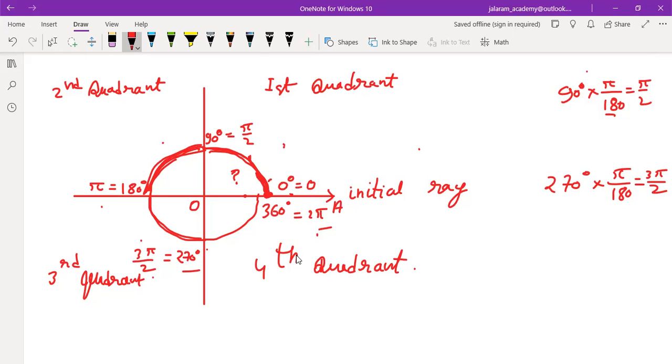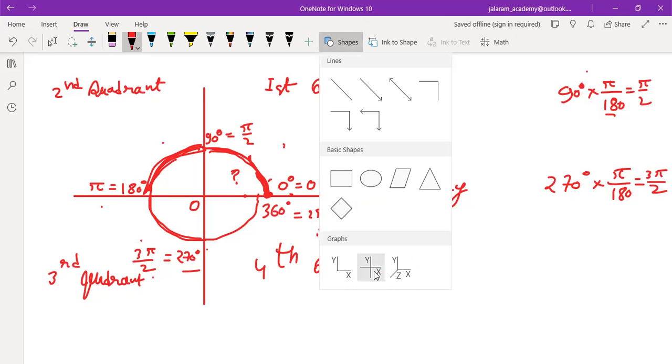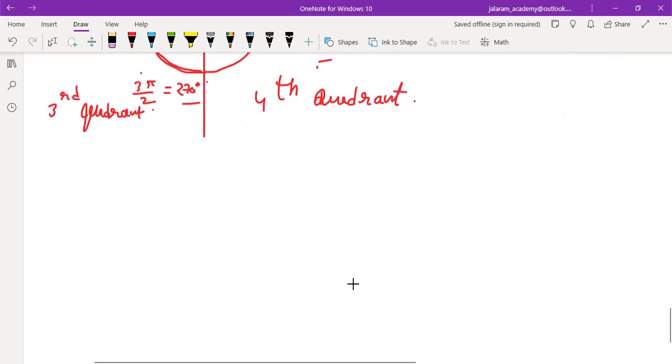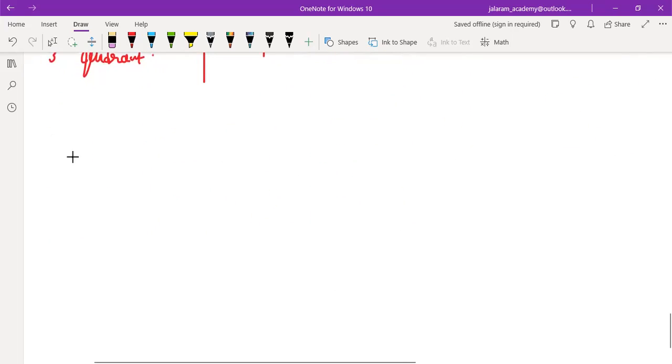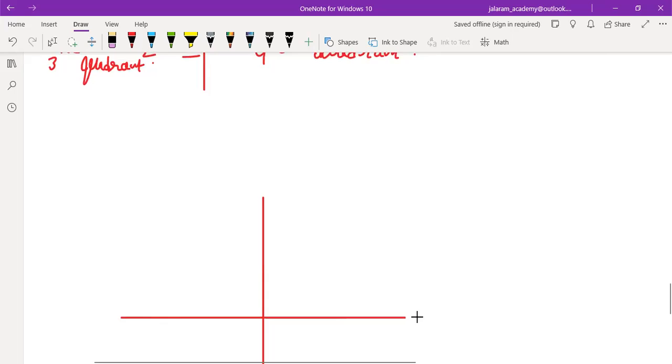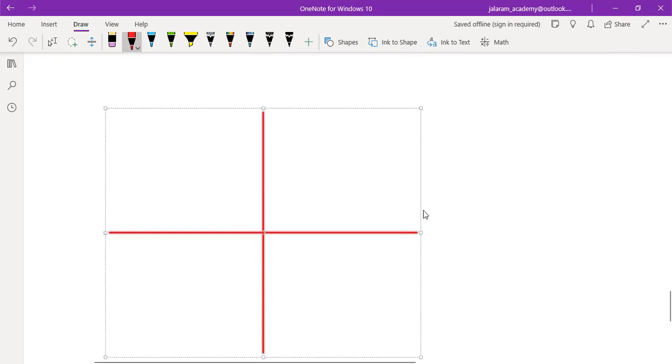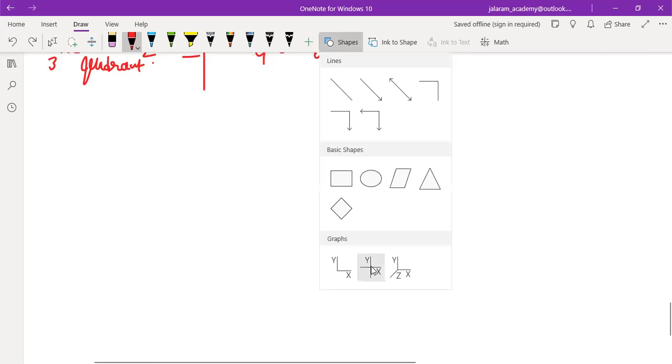Now, after discussing this theory of 4 quadrants, I think you must have written this in your notebook. Let's now discuss what will be the effect of the position of an angle in these quadrants on the 6 trigonometric ratios.